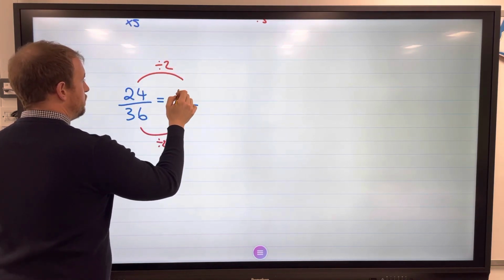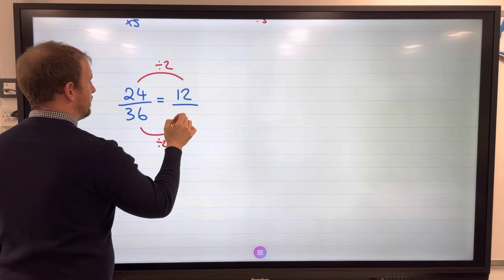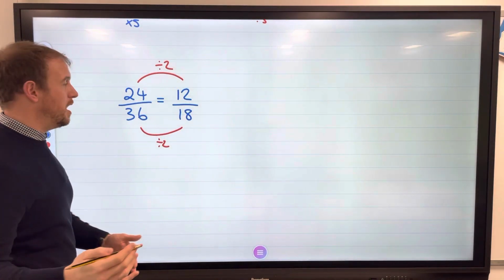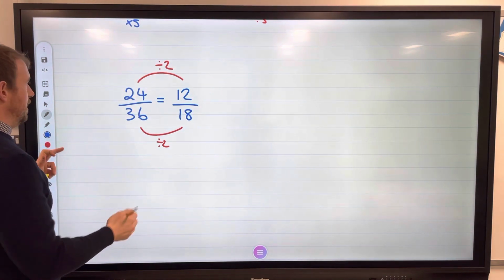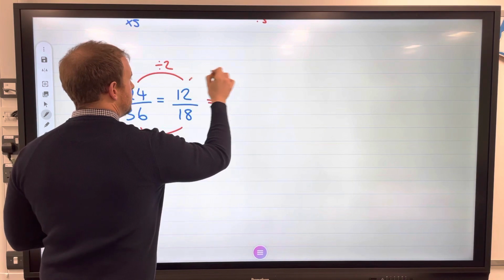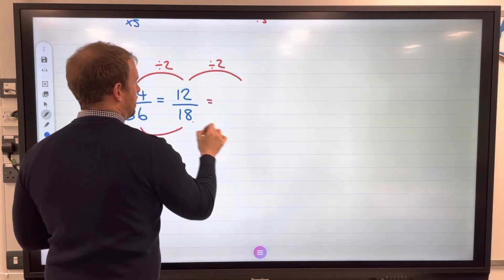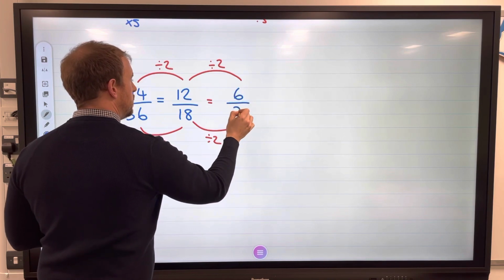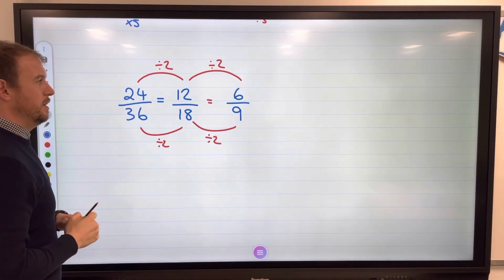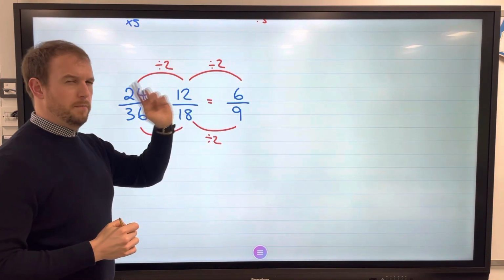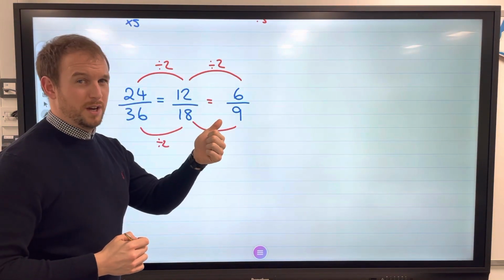24 divided by 2 is 12. 36 divided by 2 is 18. Divide by 2 is the same as half. This is not simplest form. They're both even, so we could divide them by 2 again to have 6/9. Right, well, 2 doesn't go into those, so 2 doesn't work, let's try 3.